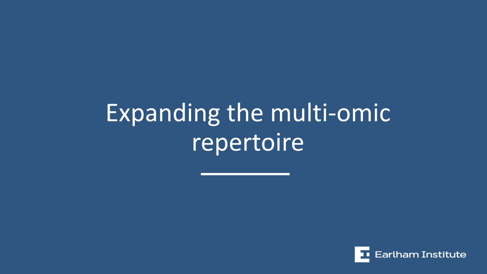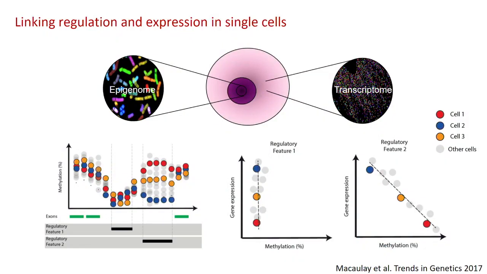So a lot of work since has gone into expanding the multi-omic repertoire. We really wanted to understand if we could look at regulatory systems as well as expression using this kind of platform. The first thing that we decided to pursue was looking at methylation of DNA and integrating that with transcriptome level data. Obviously there are known interactions between DNA methylation in the genome and gene expression.